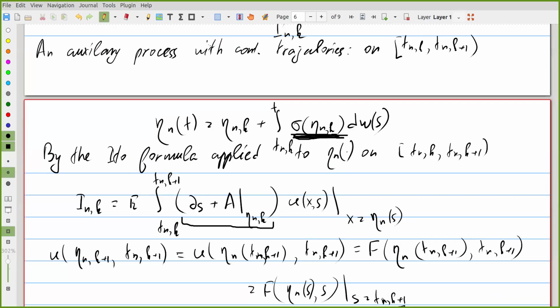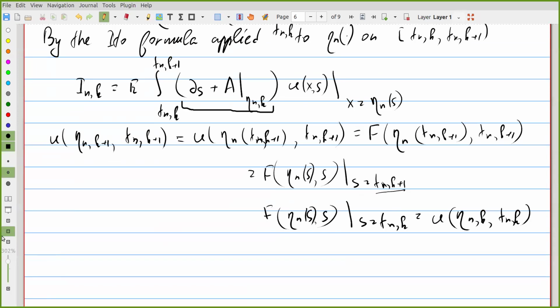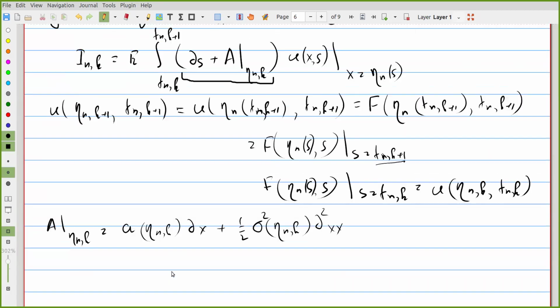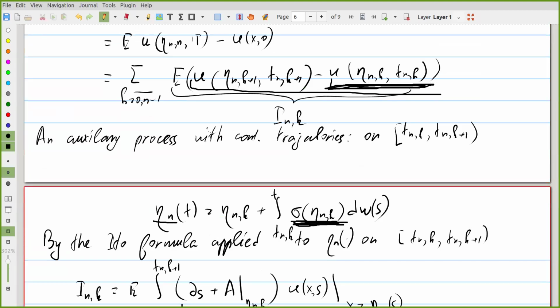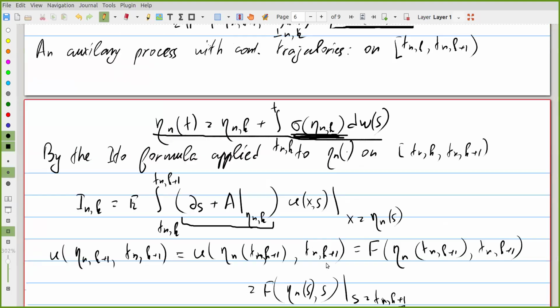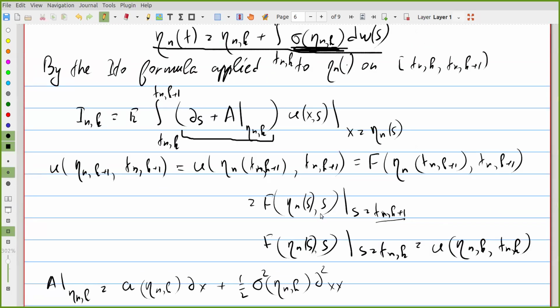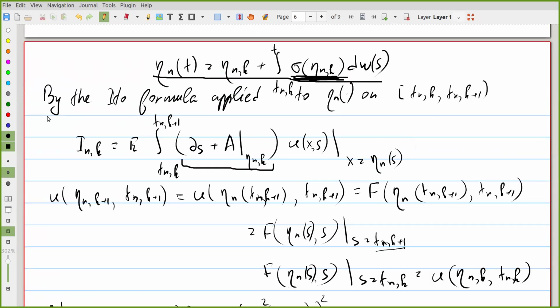They say that A_{n,k}, which in our case is a dx plus 1/2 sigma squared(eta_n^k) d squared xx, has so-called frozen coefficients, because these are exactly the coefficients that appear in the Itô formula for this process. And we already used it in our course calculation. So we have this expression.